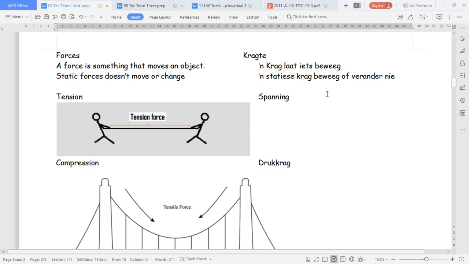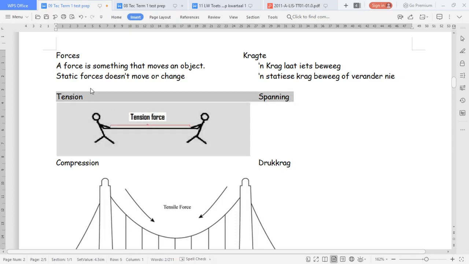Right, now let's look at the different types of forces. Ons kry spanning, tension. And tension is usually when two things move away from each other. So van hier af beweeg hy in daardie rigting en in daardie rigting. So it's usually two directions that moves opposite to each other. Okay, that's tension.